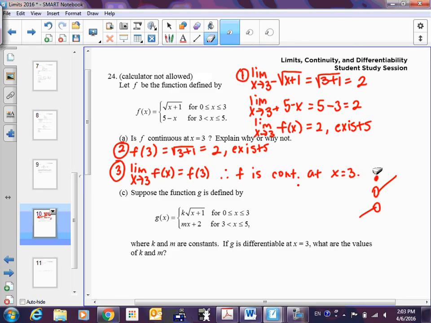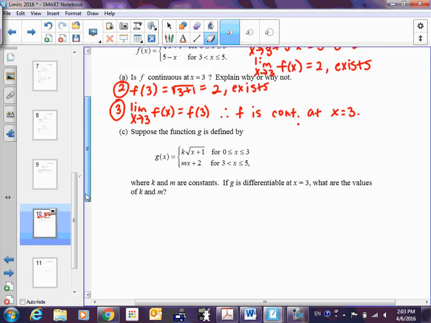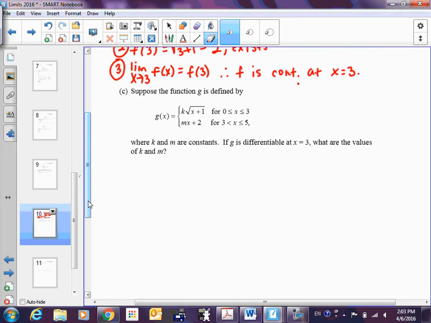Okay. All right, so let's look then at part C. You can tell they kind of changed up the piecewise function. They gave it a new name. And they say K and M are constants. That means numbers, so keep that in mind as we look for them. And it says G is differentiable. So let's think about, what does differentiable mean? That we can take the derivative.